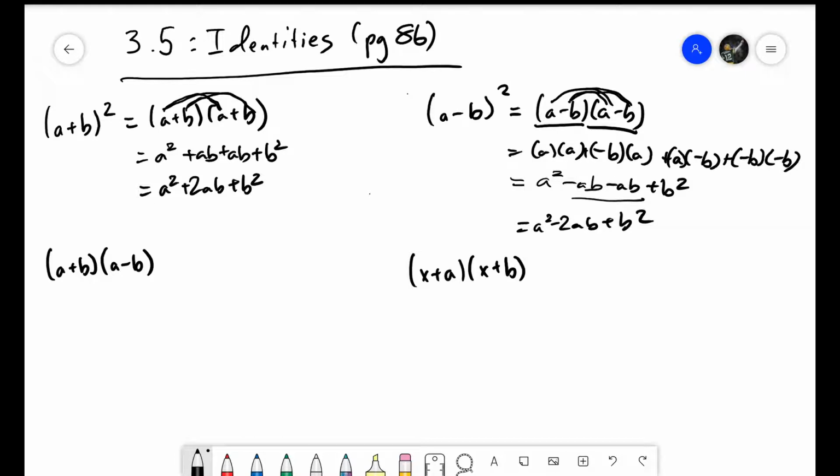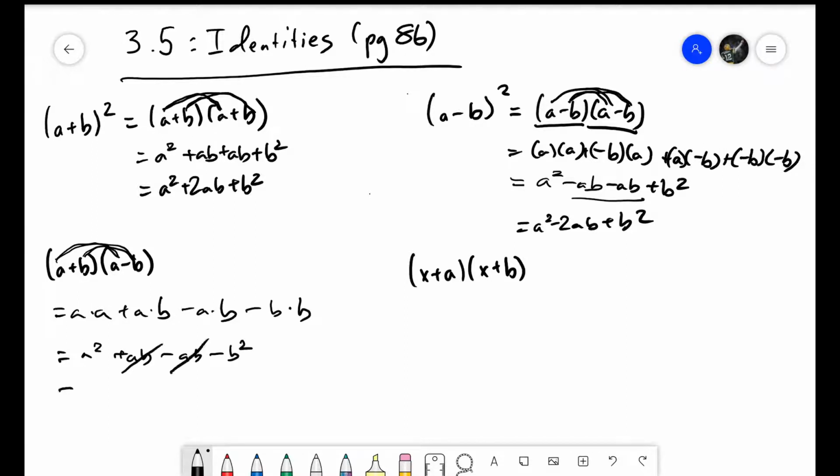Next one is (a + b) times (a - b). So again, this will be a times a plus a times b, because you multiply these two and then you multiply these two. Then you multiply a times negative b, so that's minus a times b, and then minus b times b. That's a squared plus ab minus ab minus b squared. And these two cancel, so then that gives a squared minus b squared.